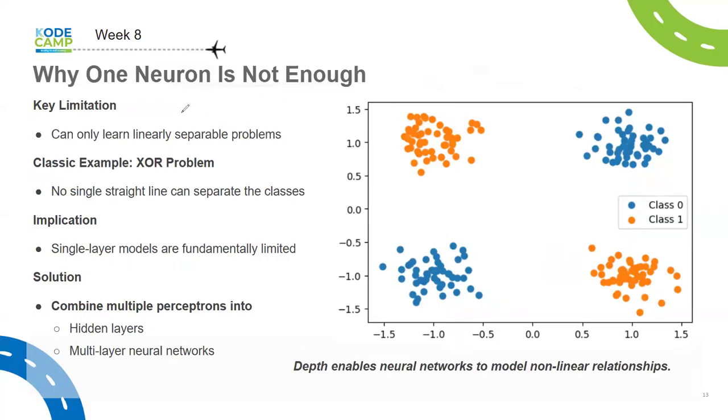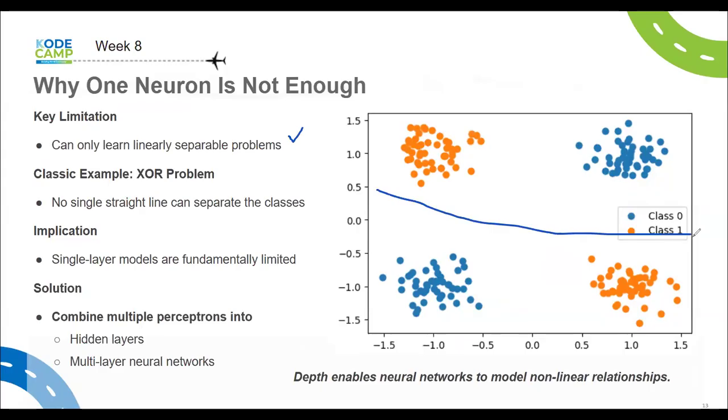The key limitation with a single neuron or a single perceptron is that it can only learn linearly separable problems. So problems where you can draw a single straight line and classify. This is not such a problem. This is the exclusive OR problem, and you cannot classify it by drawing a single line because of how it is on this plane. You need two lines at the very minimum, or a curve.